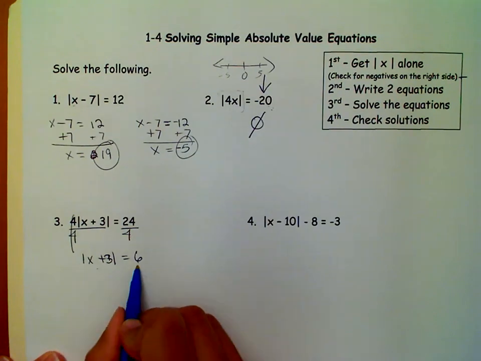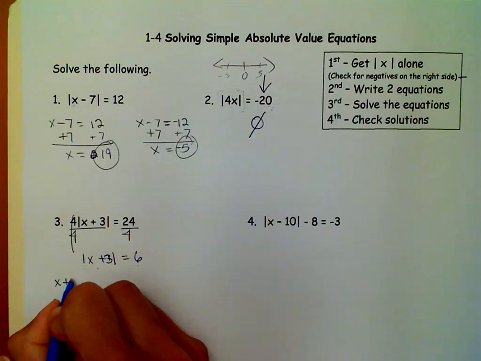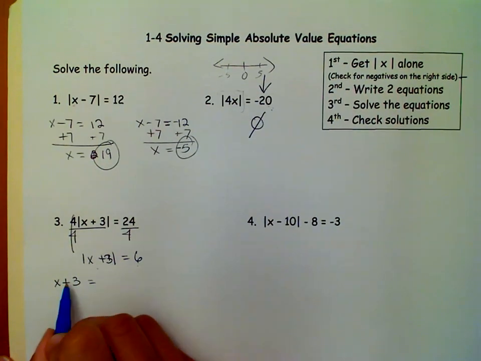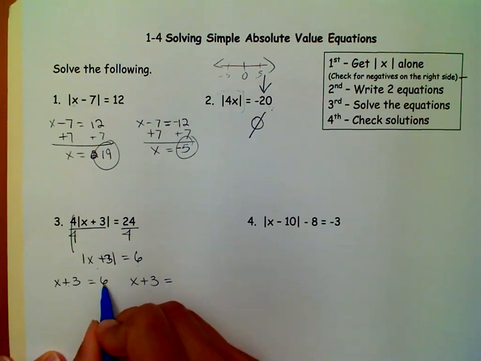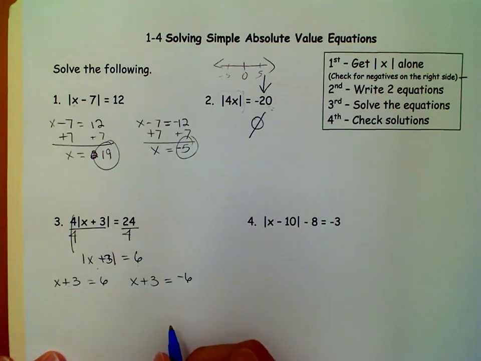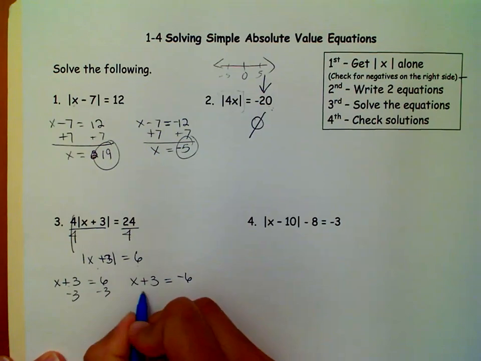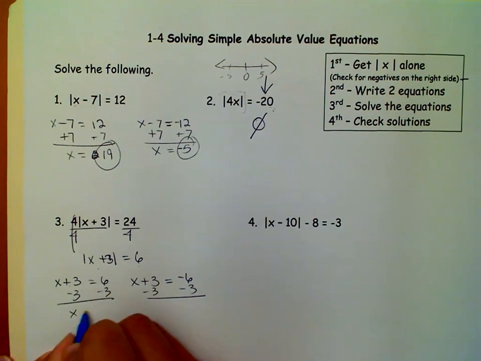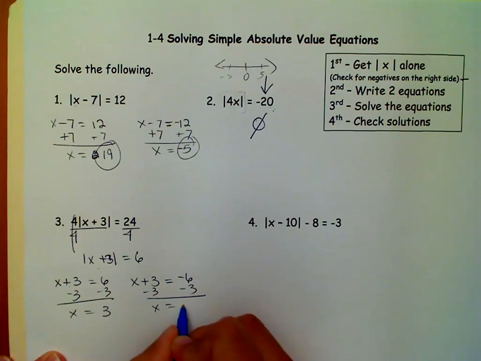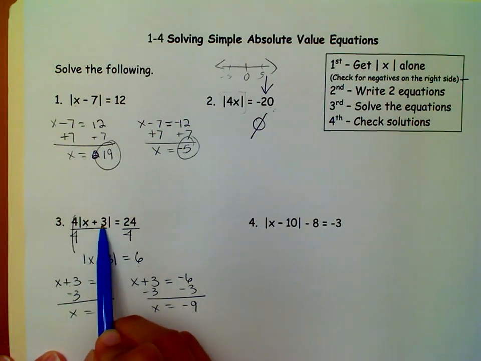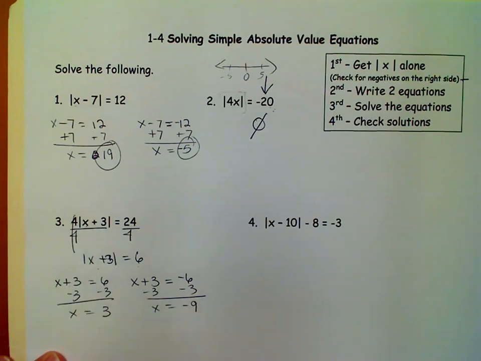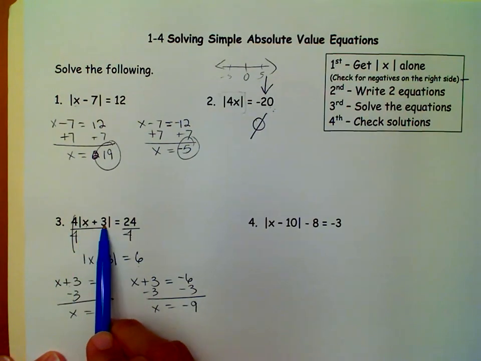Now that it's alone, check for negatives. There are no negatives. So now I make 2 equations. I always put whatever's inside the absolute value on the left side, and then whatever's there on the right side. And then the second equation is the same thing, except I change the sign on the number that it was equal to. And so I minus 3 from both sides. Do these all together. I get x equals 3 on this one, and x equals negative 9 on this one. And then to check, we always check into the original. 3 plus 3 is 6. The absolute value of 6, or how far is that away from 0, is 6. 4 times 6 is 24. When I put a negative 9 in, negative 9 plus 3 is negative 6. How far is negative 6 from 0, or what is the absolute value of negative 6? It's 6, so 6 times 4 is 24.